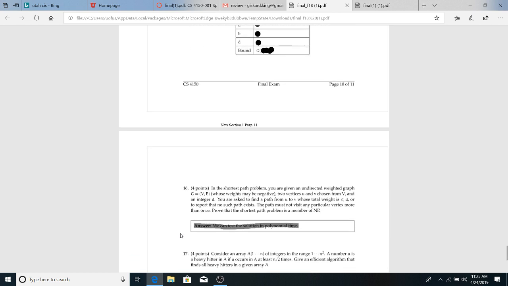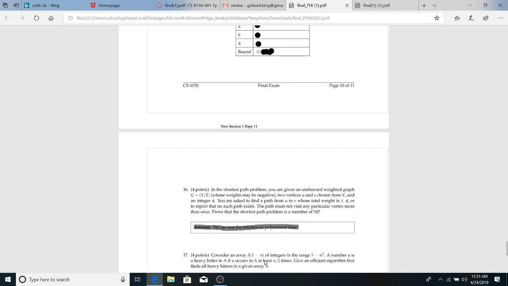Okay, so this one, this is a heavy hitters problem. All right, so you have all these numbers, and a heavy hitter just means that the number occurs, I think, more than half the time, right? Right here. So it occurs more than half the time, and then you're trying to find an efficient algorithm that finds all the heavy hitters in the graph, right?